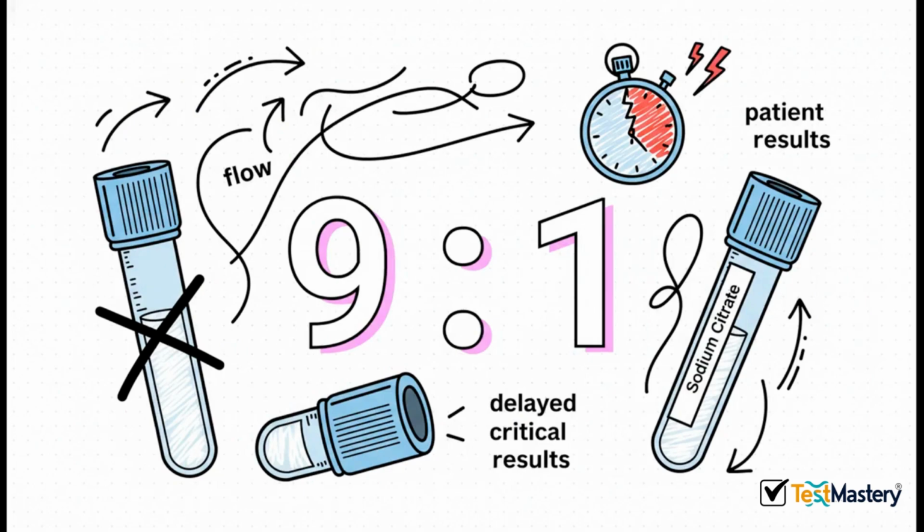Next up, 9-to-1. This is the critical ratio of blood to additive specifically for those light blue top tubes used for coagulation tests. If you underfill that tube, you throw off the ratio and the test is completely invalid. That means a painful redraw for the patient and a serious delay in getting potentially life-saving results.